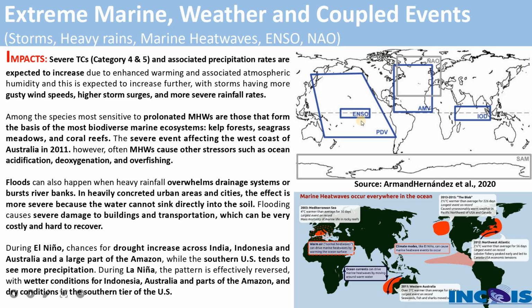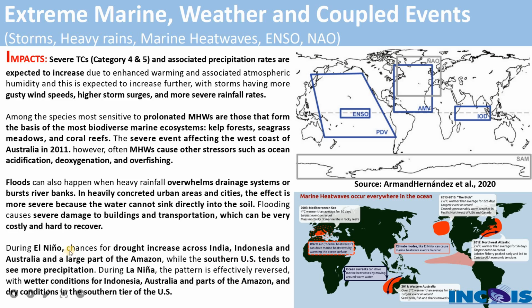So during an El Nino event, as we have said, there will be drought and a replacement of drought and rainfall changes. Replacement of drought will be rainfall conditions, and rainfall areas will become drought. This is the kind of change that we have talked about during El Nino time. Chances for drought increase across India, Indonesia, Australia, and large parts of the Amazon as well, while the southern United States tends to see more precipitation, right?